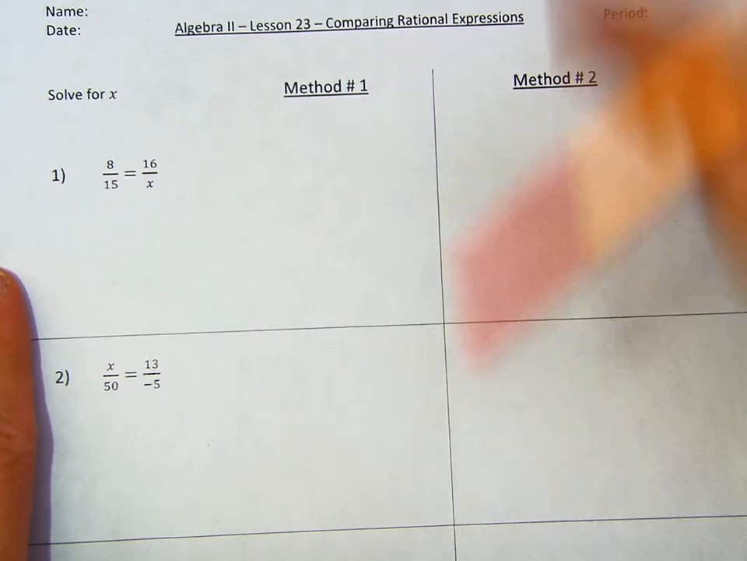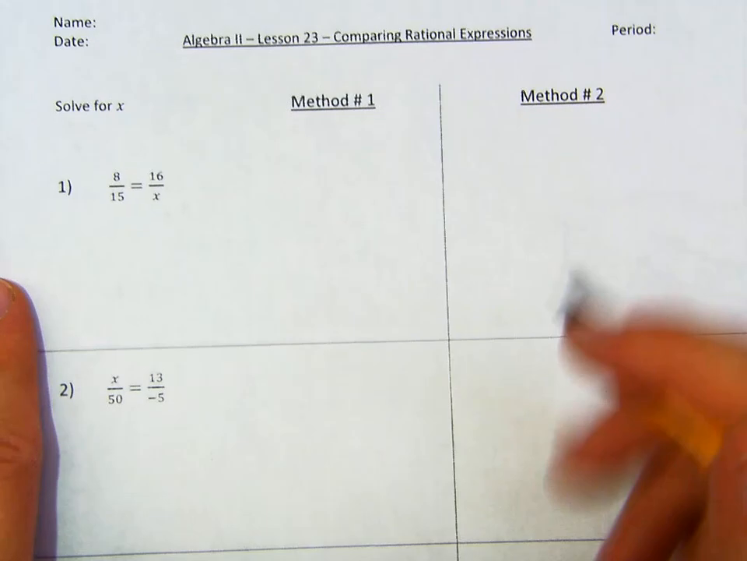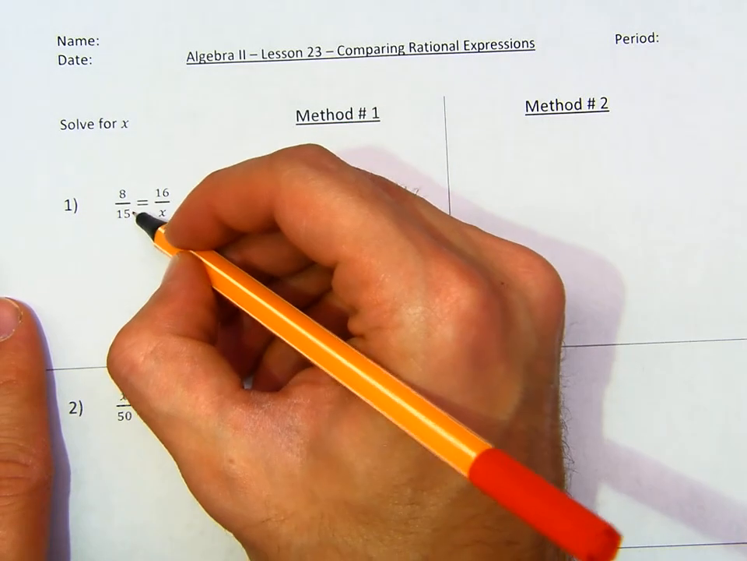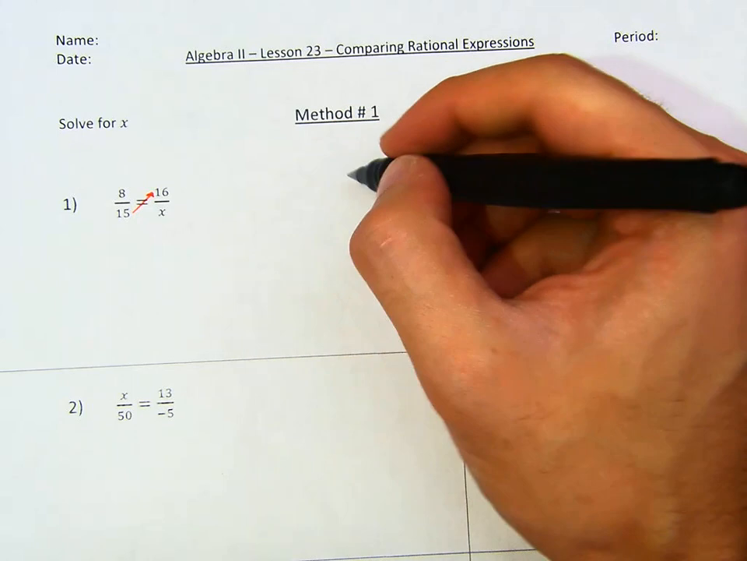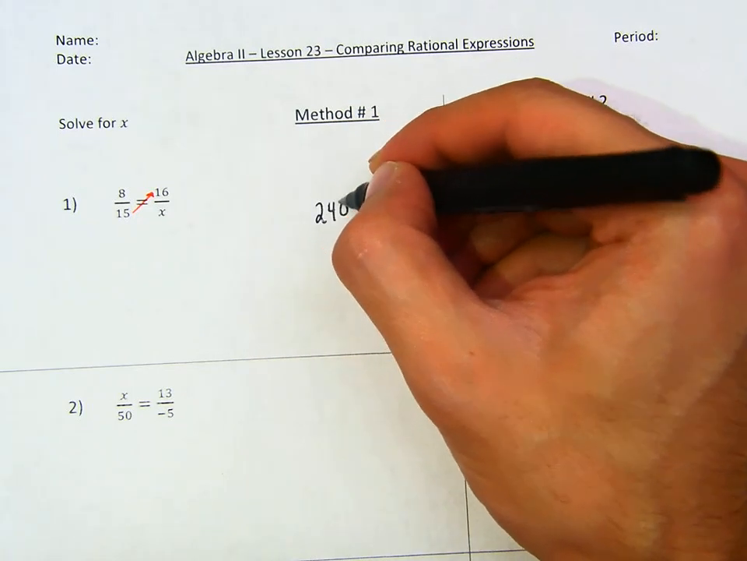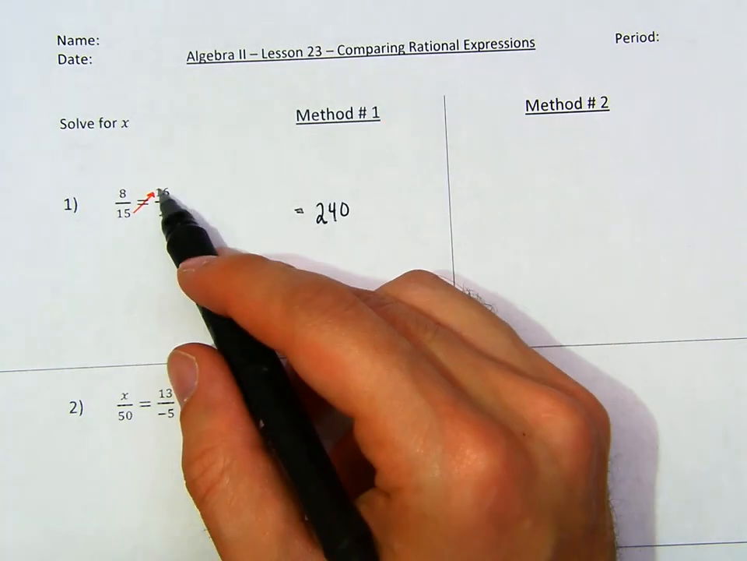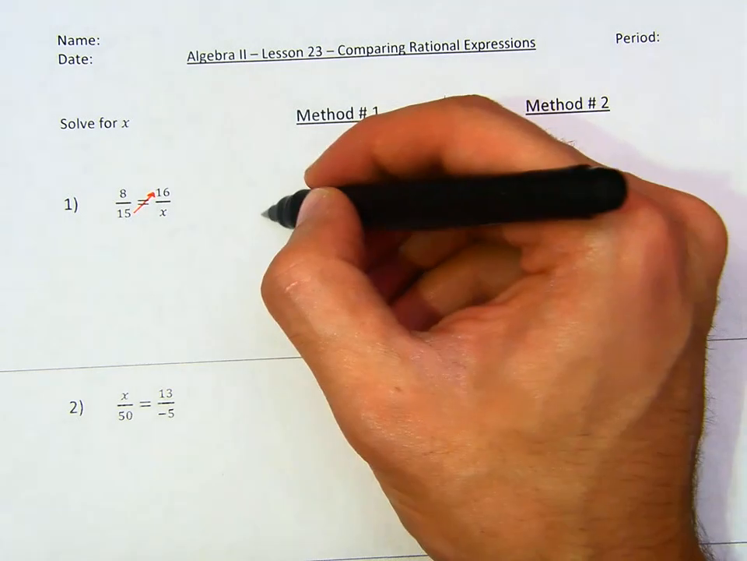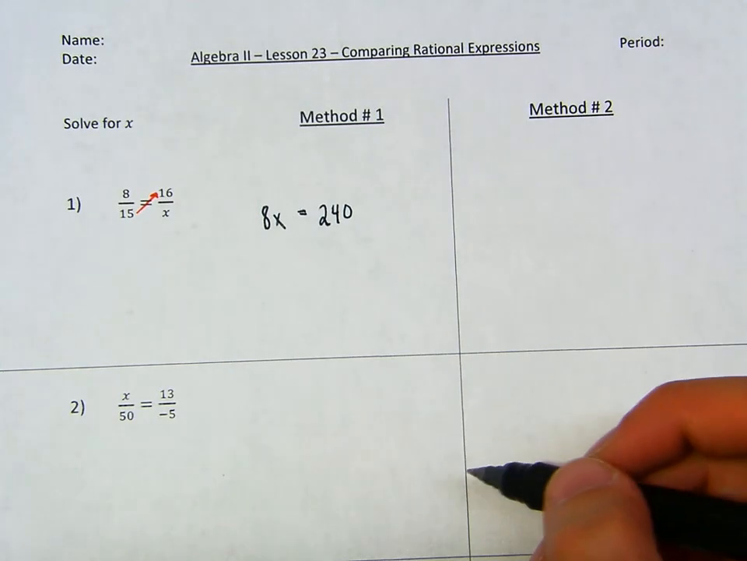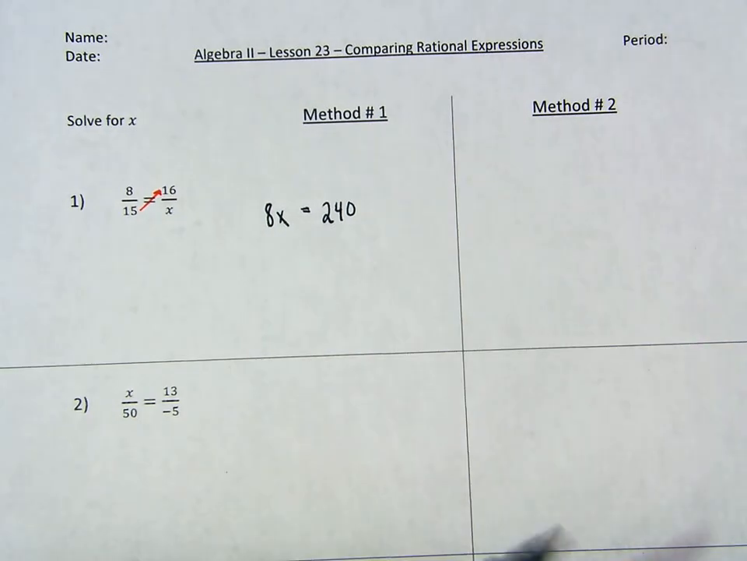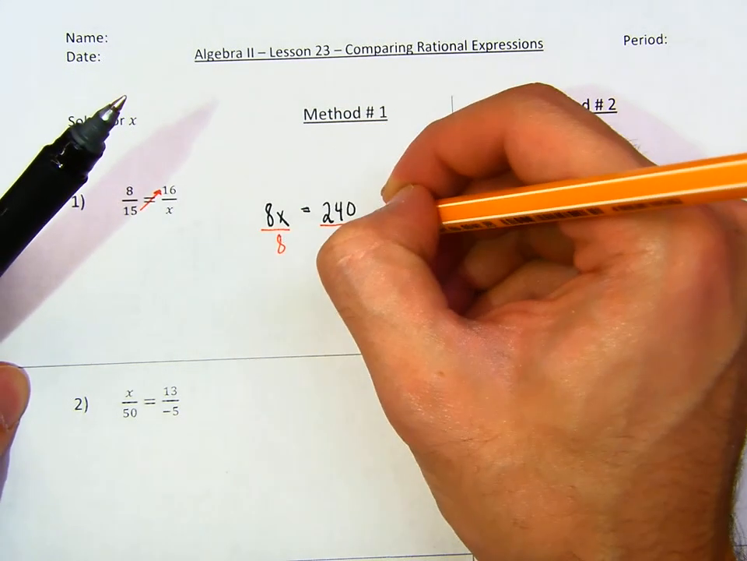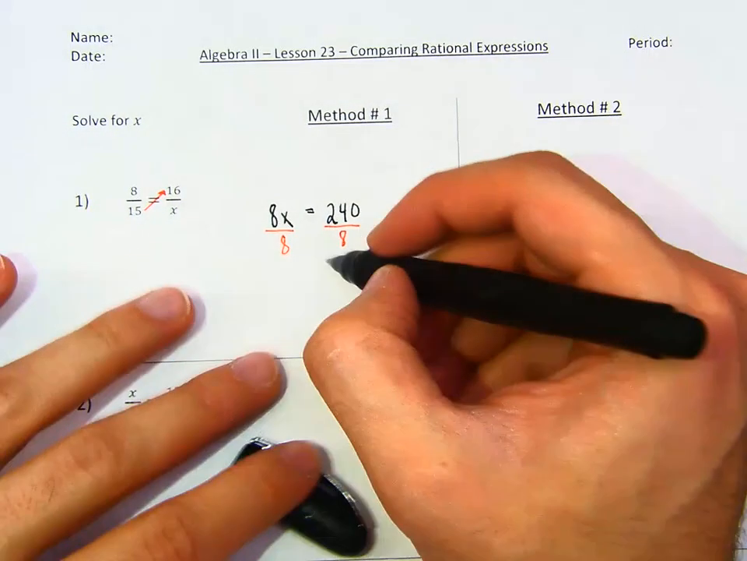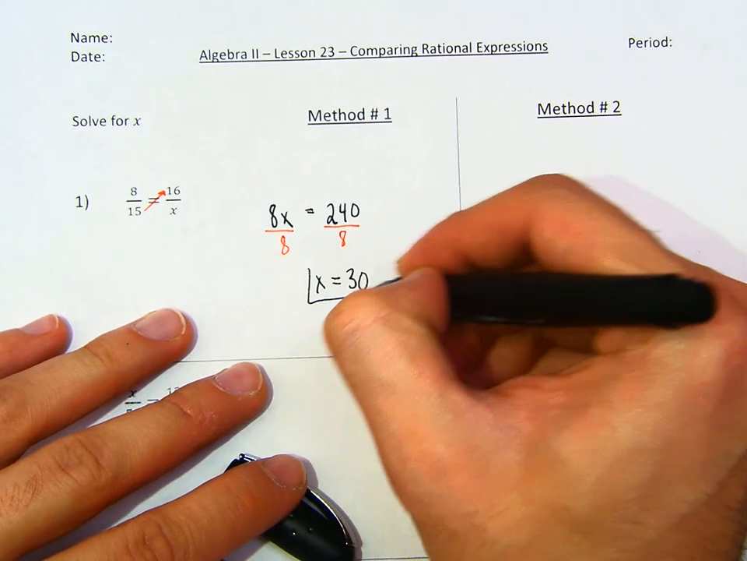All right, let's see the solution if you want to see it. How do we do it? We do 15 times 16. What's 15 times 16? That's 240, right? And 8 times x is here. Then how do you get x by itself? You just divide by 8, and x is equal to 30. Okay, not too bad, right?